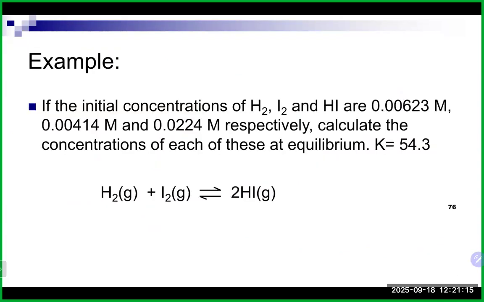All right, let's try one last one here for today. Same equation, same reaction, different stuff going on. We have 0.00623, 0.00414 molar, and 0.0224 molar for H2, I2, and HI respectively. K is still 54.3. What are everybody's equilibrium concentrations? This will test your math skills, perhaps.